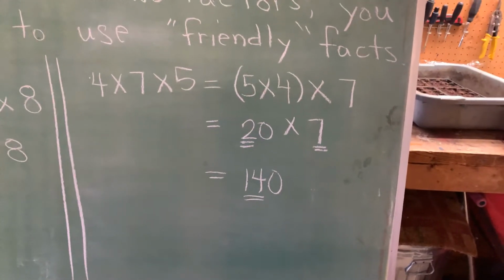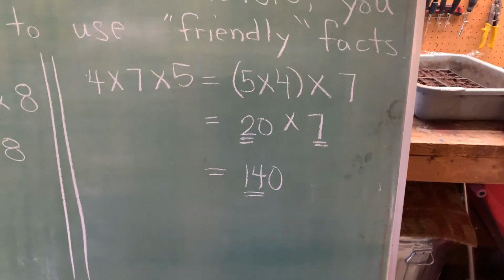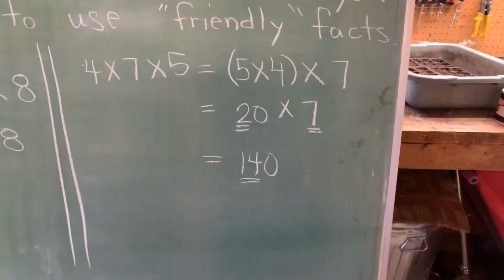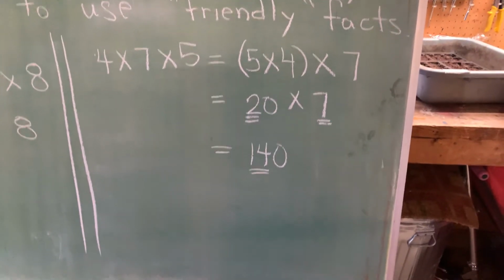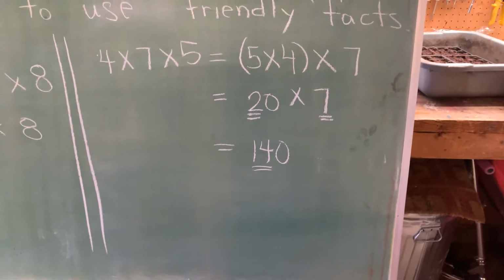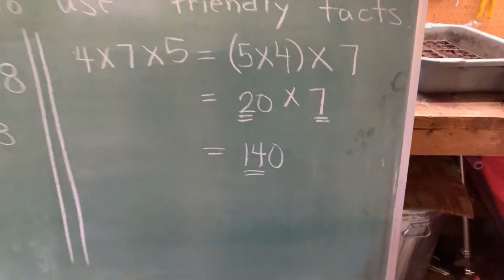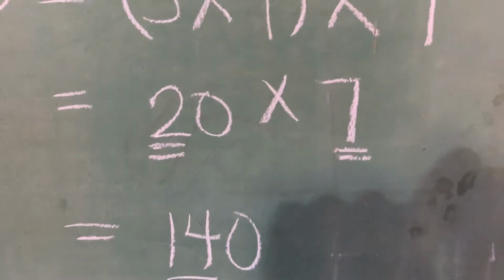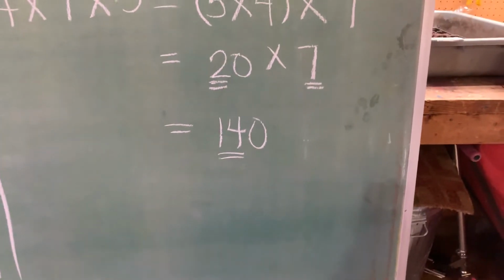If we did it just like that, 4 times 7 would be 28, and then multiplying 28 by 5 mentally would be pretty challenging. So we could just change the order and group the friendly fact. 5 times 4, and then we have the 7 left over. So 5 times 4 in this second line here is 20 times 7. And now it's a pretty big number, but we know some tricks for that as well.